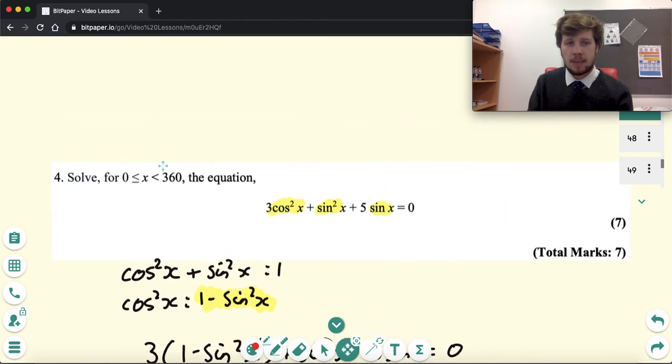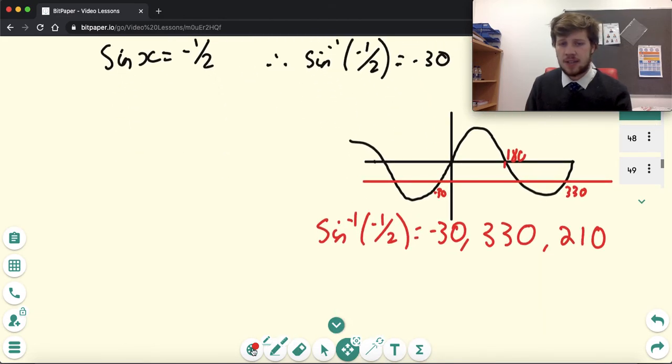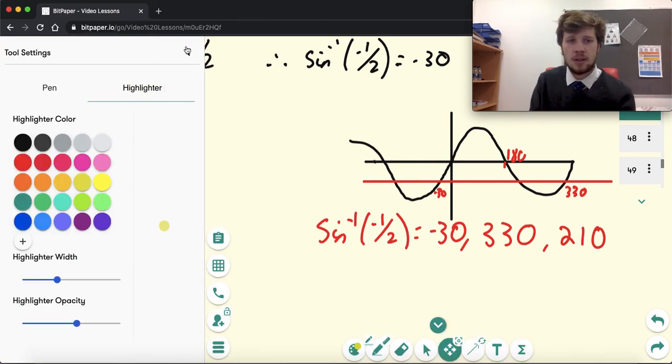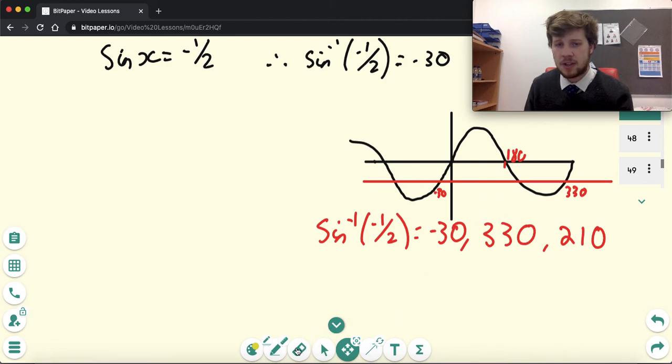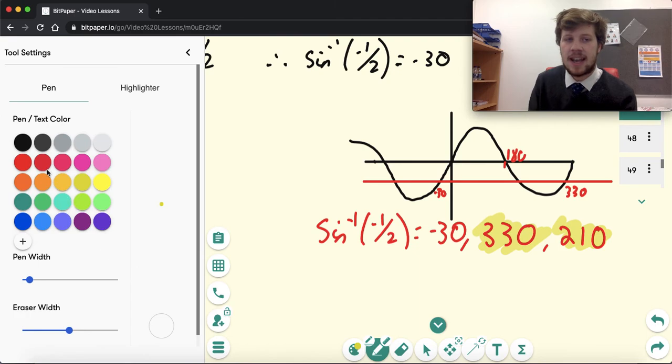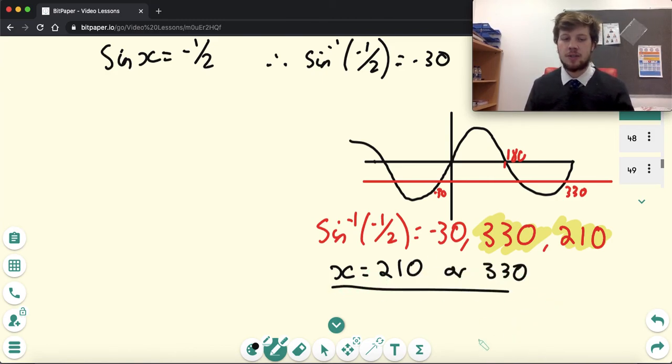So, looking at my range between 0 and 360, the only values that are going to be applicable are these values here of 330 and 210. So therefore I would finish off my question by stating that x is going to be equal to 210 or 330. And that would be the end of this question.